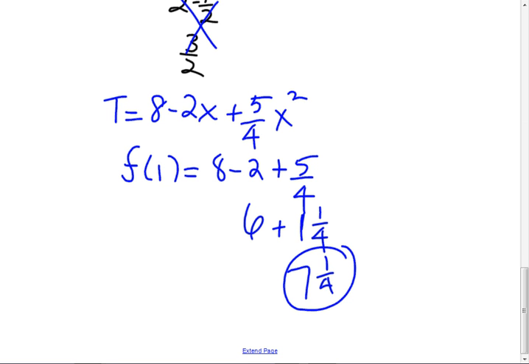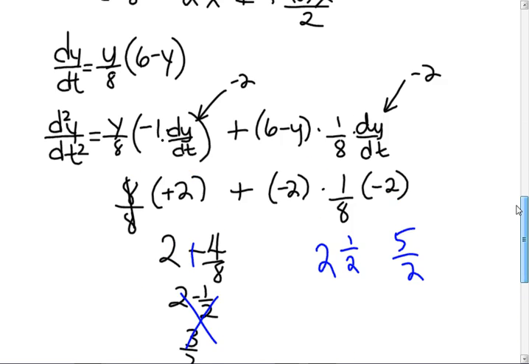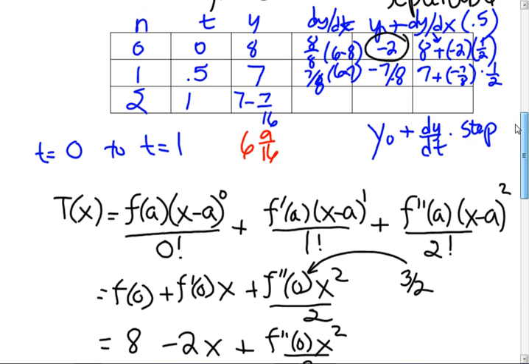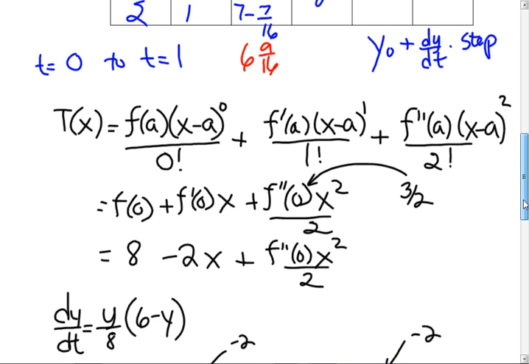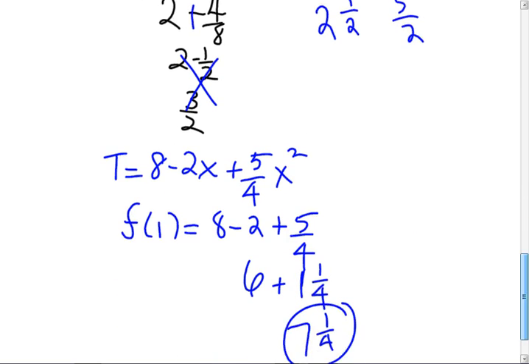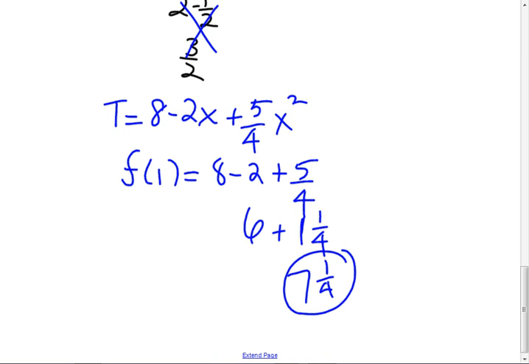Now, what did Euler say it would be? Euler said it would be what? 6 9/16. I would trust Taylor before I trust Euler. I just think it's more accurate. But the more terms you get in here, the better it's going to be.